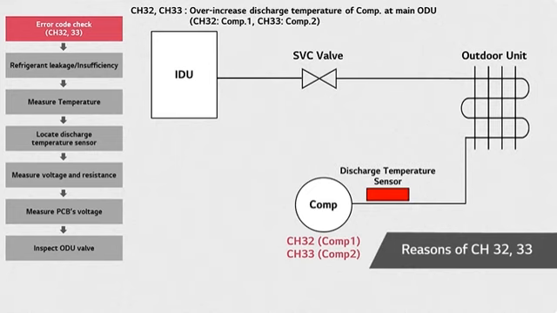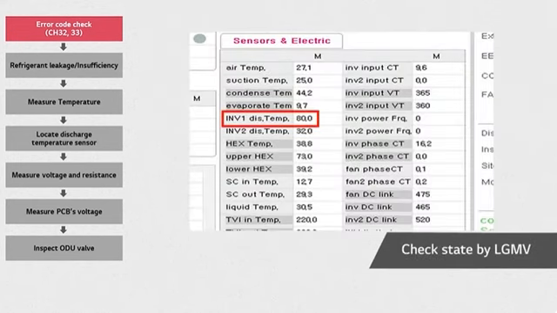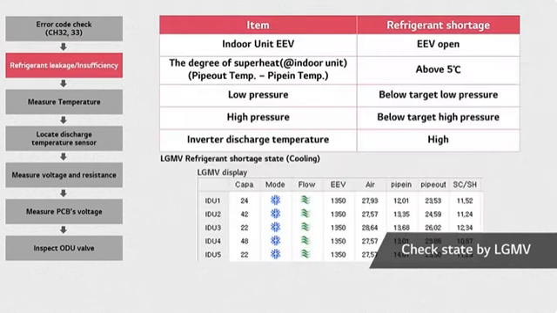Also, damage in the discharge temperature sensor or damage in the EEV can give rise to these errors. Check the discharge temperature using the data from LGMV. In order to solve this problem, start by checking if the refrigerant is insufficient using LGMV. Through LGMV, you can also check the cycle.